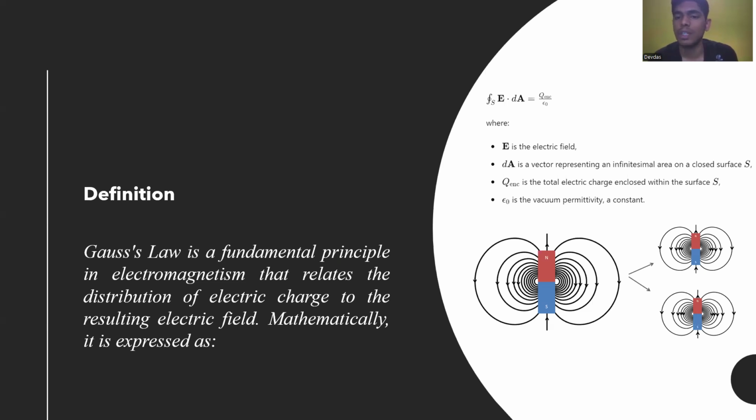So E is the electric field, dA is the vector representing an infinitesimal area on a closed surface S. Q is the charge enclosed within the surface S, and as I said, epsilon naught is the vacuum permittivity, a constant.